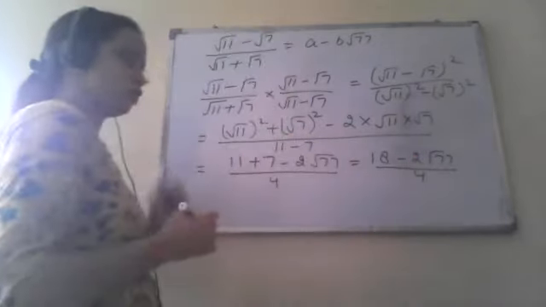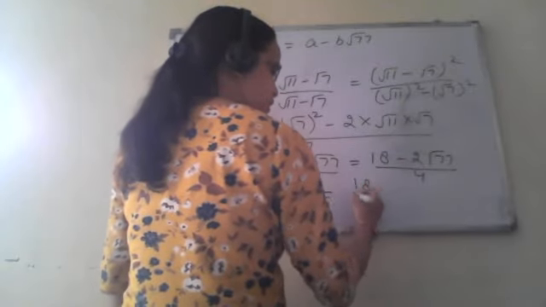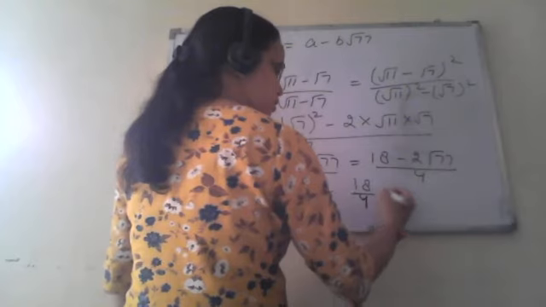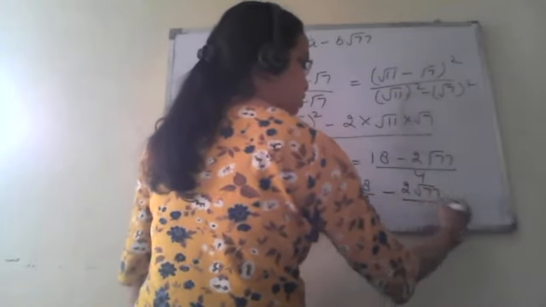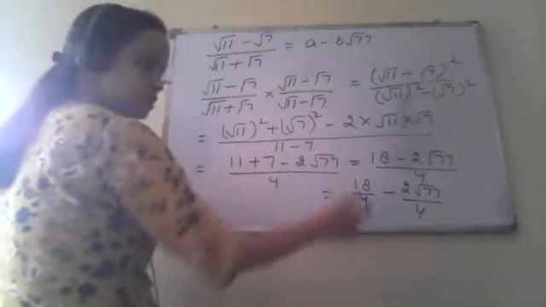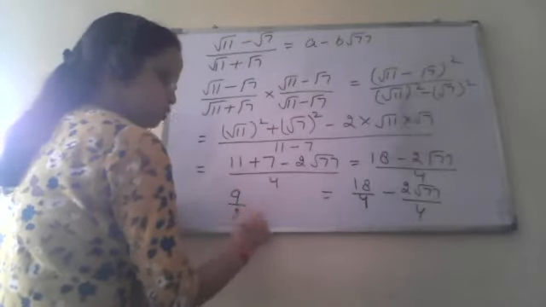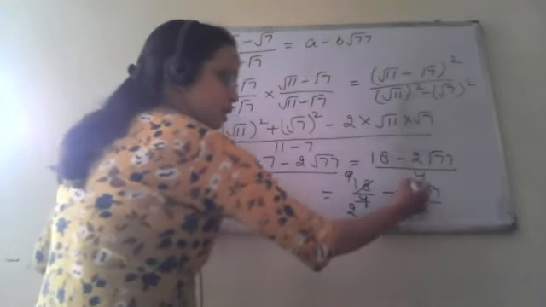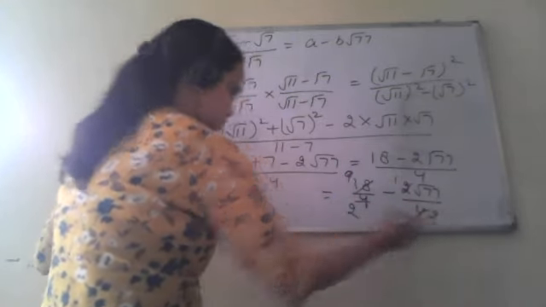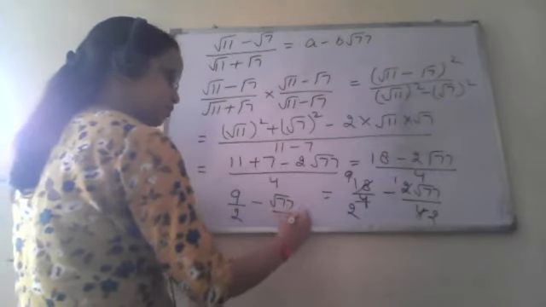So next thing we will do, we will split this term. It will be 18 upon 4 minus 2 root 77 upon 4. So we can further reduce this term. It will become 9 upon 2. We can cancel out by 2. This is 9, this is 2. And 2 ones are 2 and 2 twos are 4. So it will become 9 upon 2 minus root 77 upon 2.